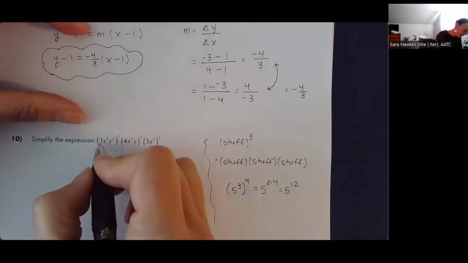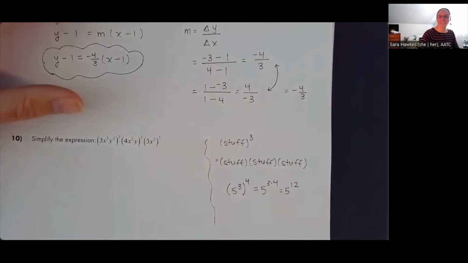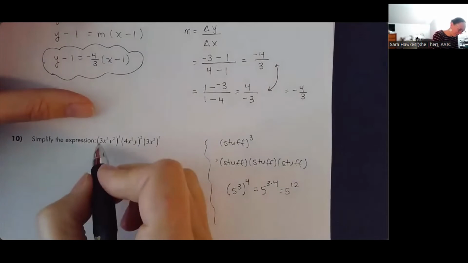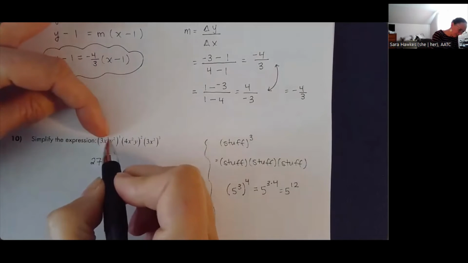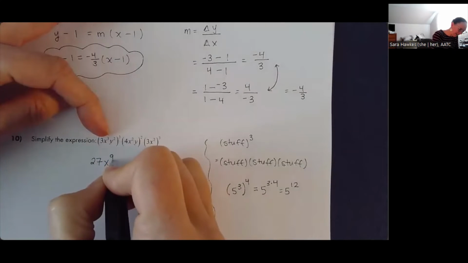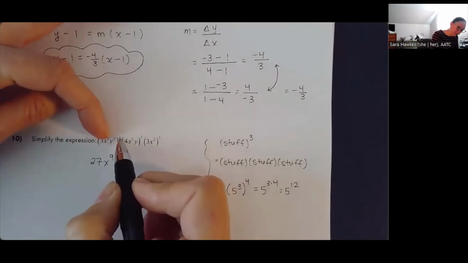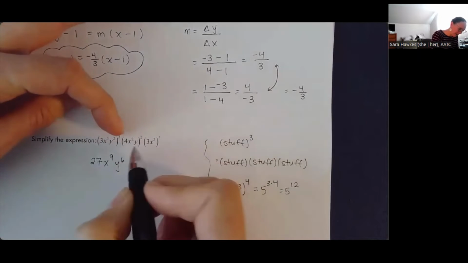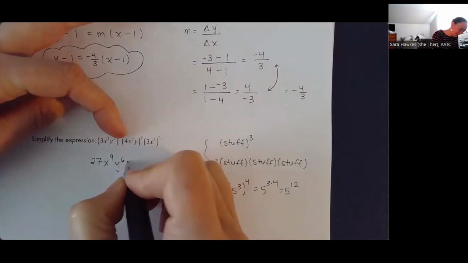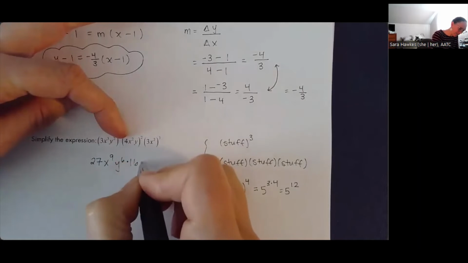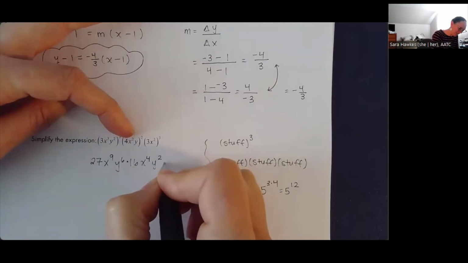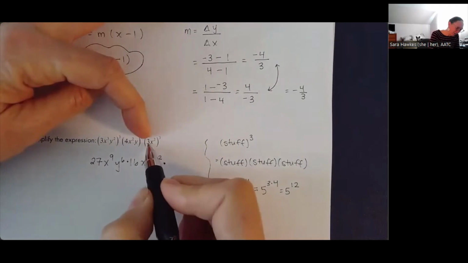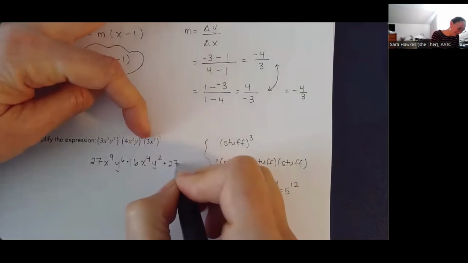For that first piece, that means I'm going to have 3. Yes, the exponents apply to the numbers too. So I'm going to have 3 raised to the third, which is 27, x to the 3 times 3, or x to the 9th, y to the 2 times 3, or y to the 6th. 4 squared is 16. X to the 2 times 2 becomes x to the 4th. Y squared just gets written as y squared. And for my last piece here, 3 raised to the third is 27.